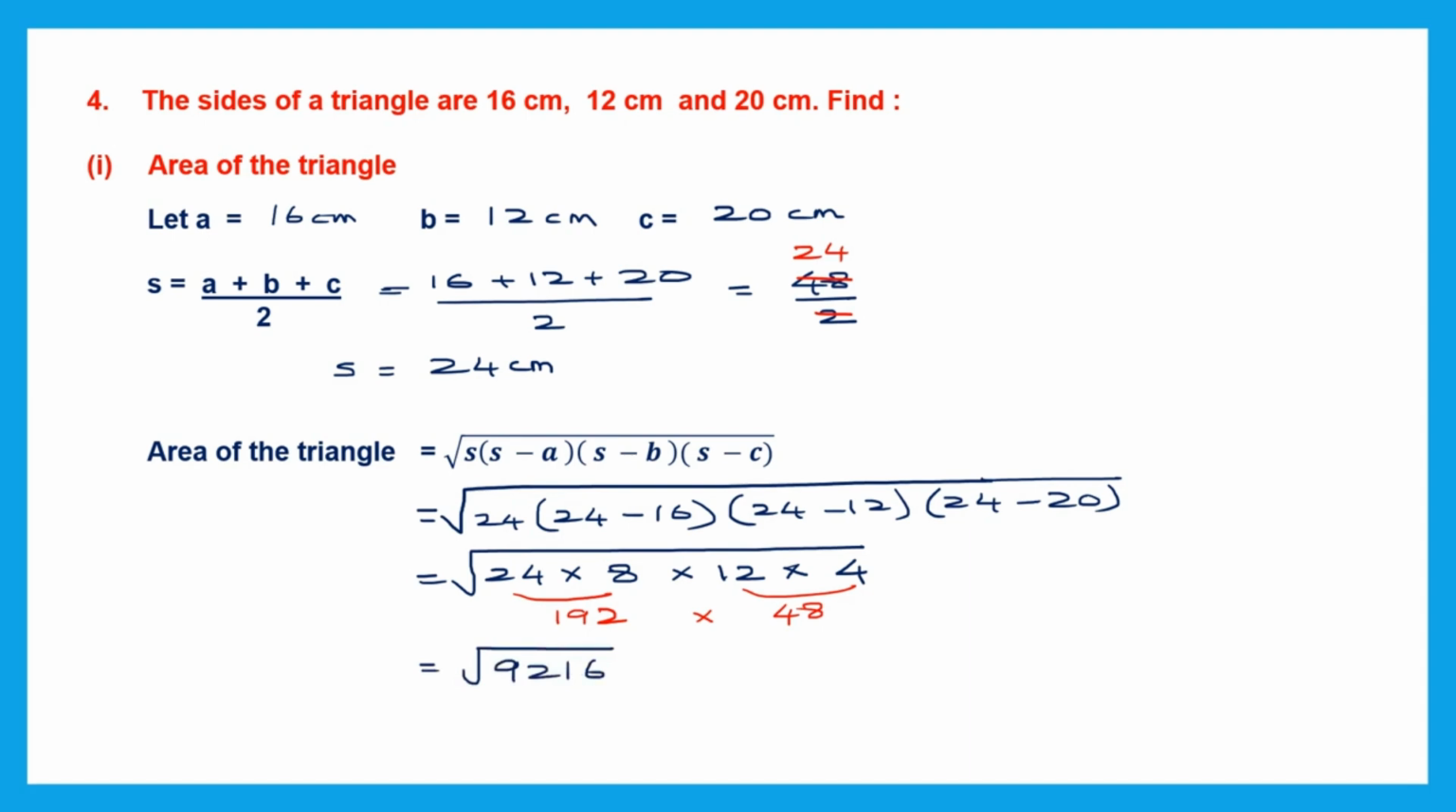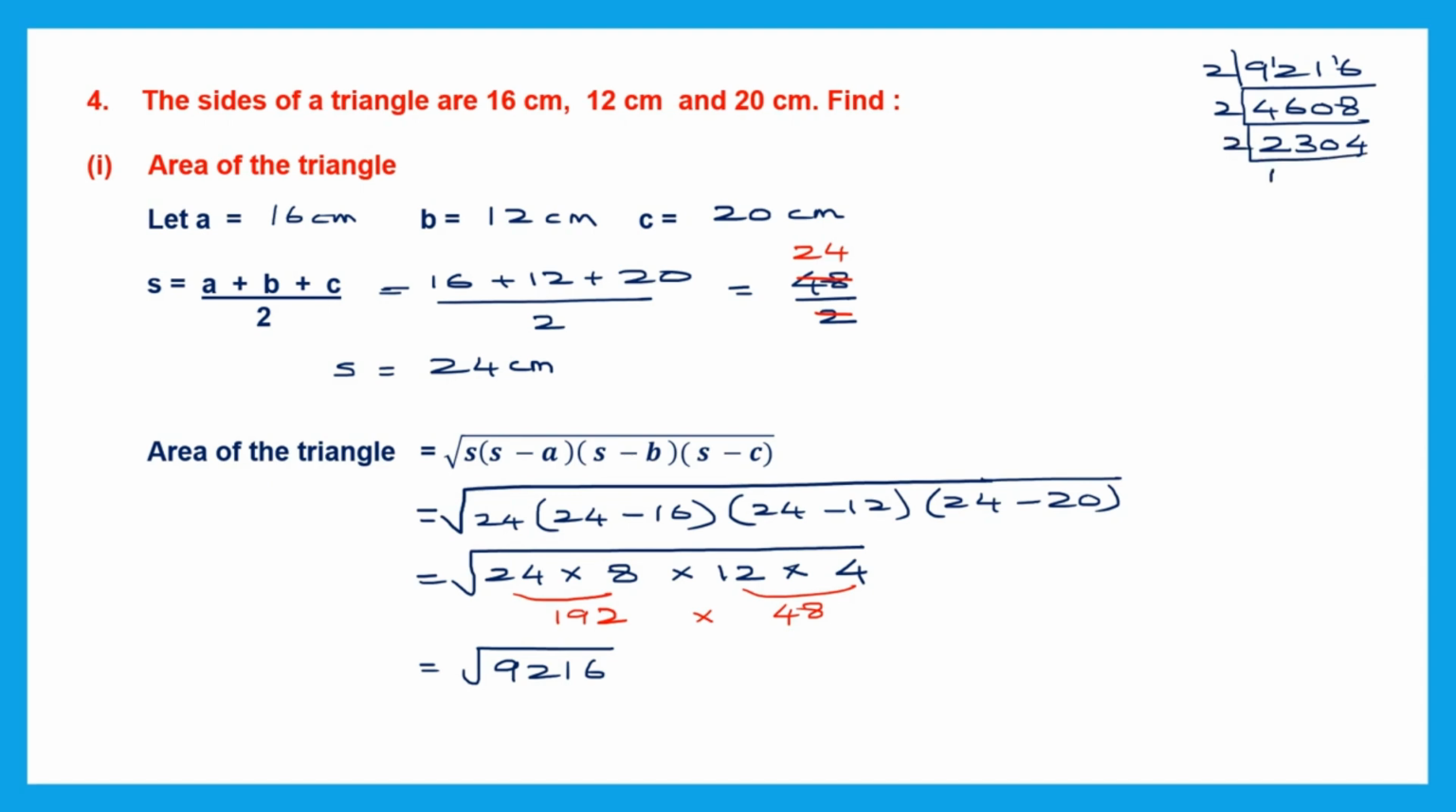9,216. Now let's find all the factors. 9,216. Let's divide this by 2. 2 fours are 8. We have 12. 2 6s are 12. We have 1, so 0 at 16. 2 8s are 16. Then 2 2s are 4, 2 3s are 6, 2 4s are 8.